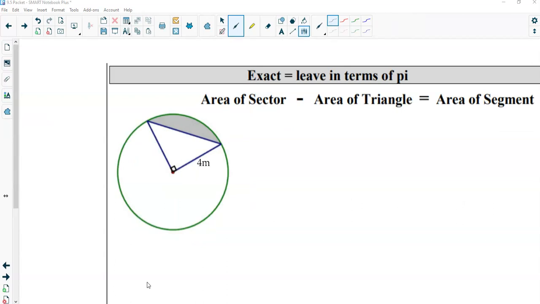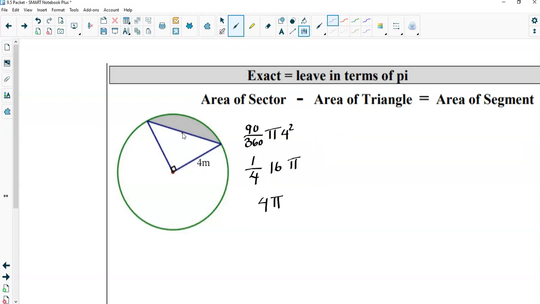Okay, the next part is to find the area of a segment of a circle, this time leaving it in exact measurement. So first you find the area of the sector, which in this case this is 90, so it's 90 divided by 360, and the area of the circle will be pi radius squared. Okay, that would be 1/4 of 16 pi, which is 16 divided by 4 is 4 pi, right? Then minus the area of the triangle.